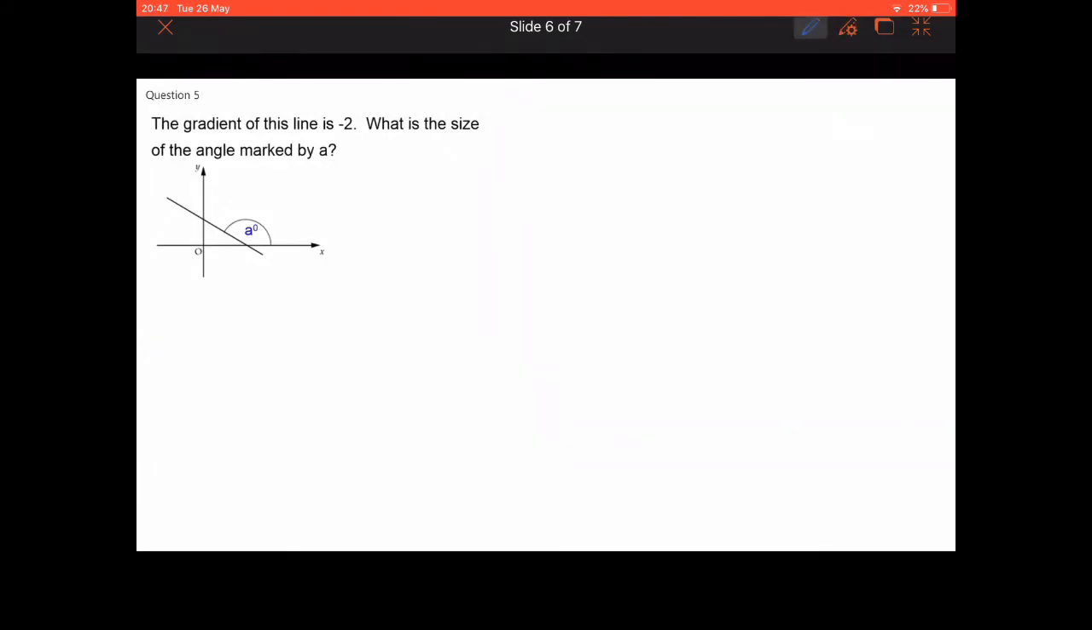Okay, question 5. The gradient of this line is -2. What is the size of the angle marked by A? So again, if we're talking about angles and gradients, the first thing that should jump into our heads is m equals tan theta. So we know our gradient is -2, so I can put that in there. So -2 equals tan theta.